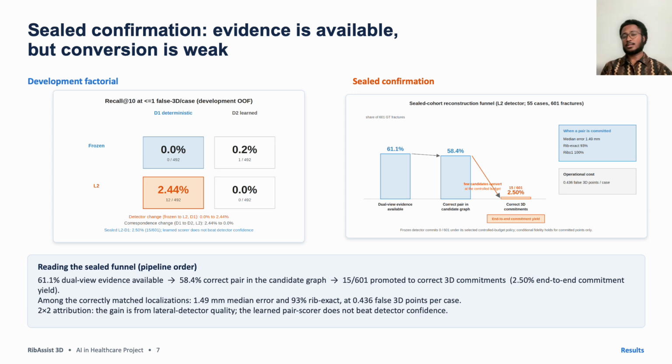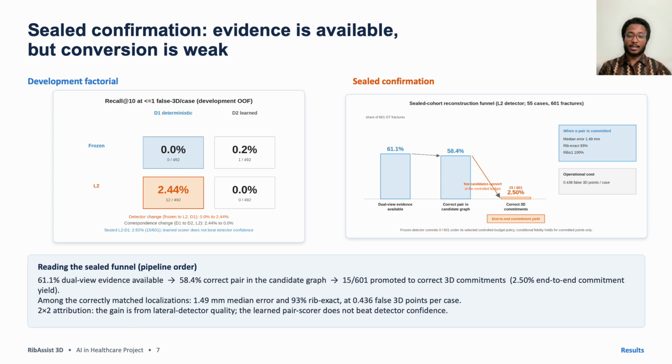So the information we needed for the reconstruction was often available. The challenge was deciding which candidate pair to trust. Under the frozen confidence, the policy only got 15 out of 601 fractures and became correct 3D commitments, giving us around 2.5% end-to-end commitment yield.